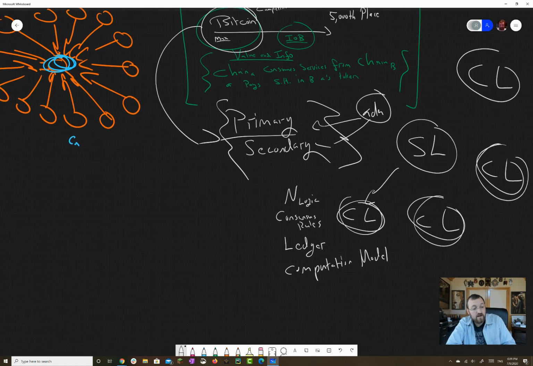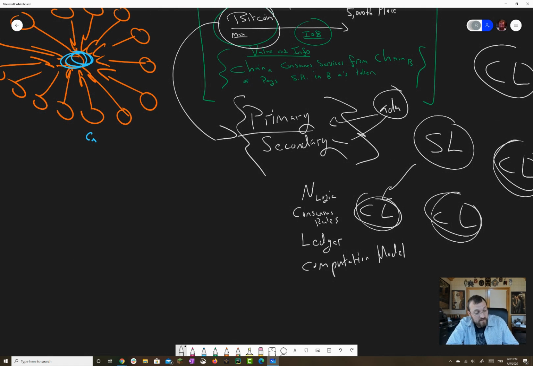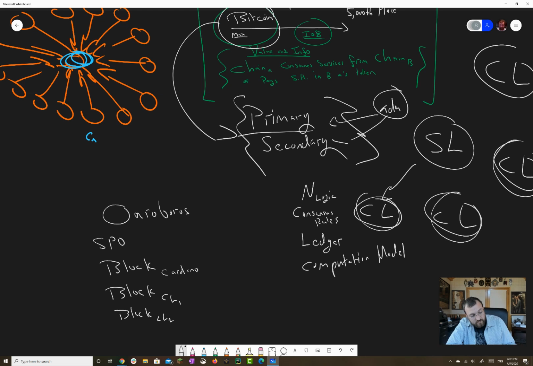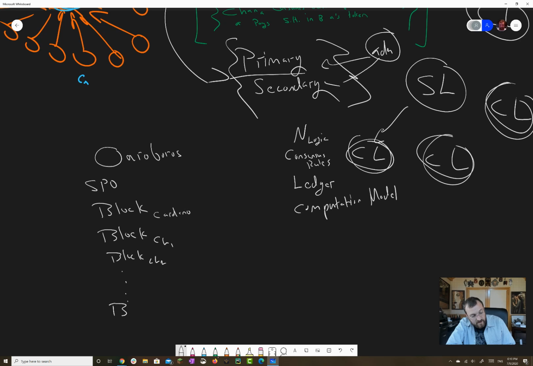So let's look at this in the context of the ITN. So let's say that we modify Ouroboros. And Ouroboros now, when you're a stake pool operator, instead of just getting one block, you get block Cardano, but then you'd also get block CL1, block CL2, block CLN.